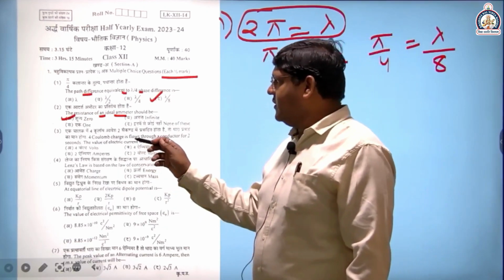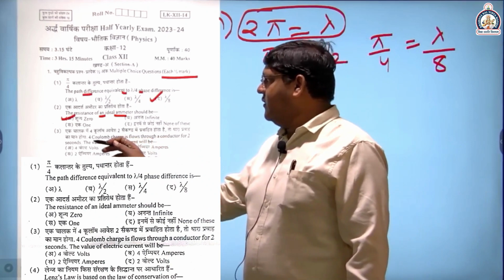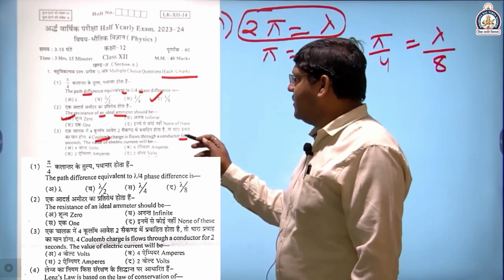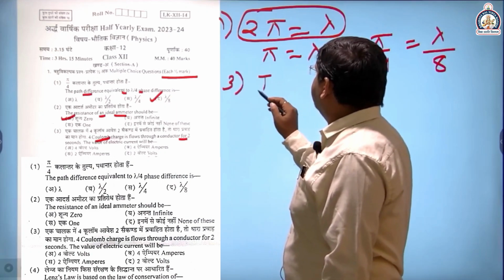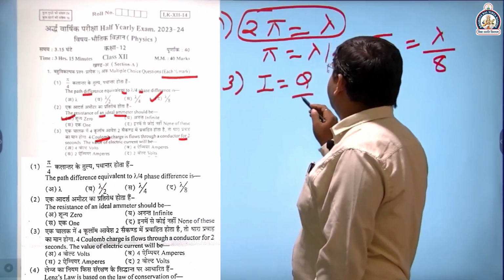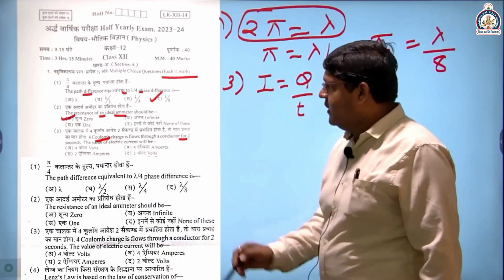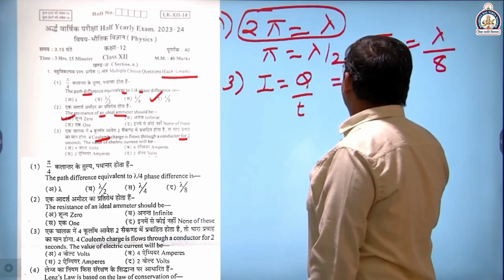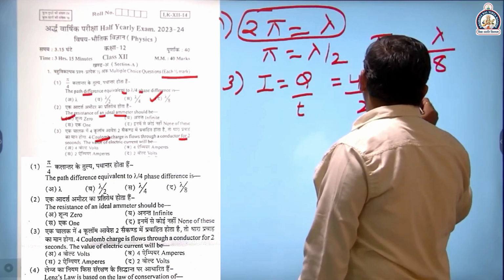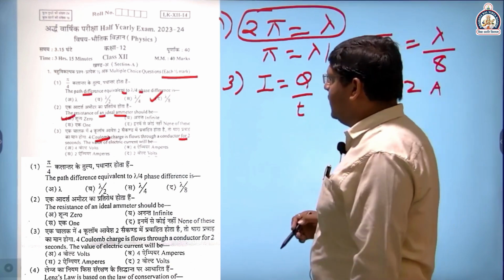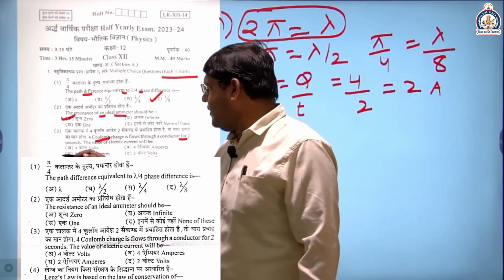The third question is the basic concept of current. 4 coulomb charge is flowing through a conductor for 2 seconds. So we can simply say there is a relation I is equal to Q upon T. Current is equal to the rate of flow of charge. According to the question, the charge is 4 and the time is given 2. So 4 by 2 is equal to 2 ampere. The 2 ampere is our option number C.